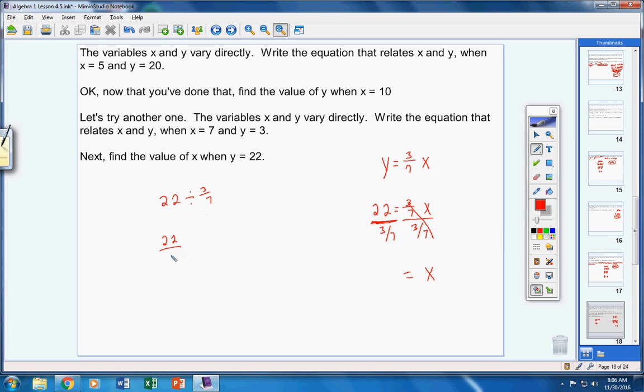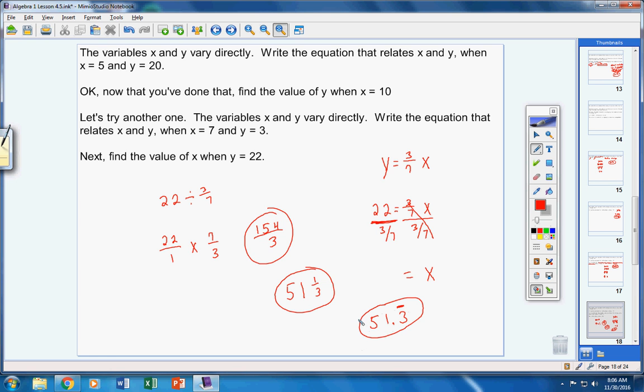Put your whole number over what? 1. Change the division to multiplication. Flip your fraction. And you'll get 154 over 3. So there's your answer. When y equals 22, x equals 154 over 3. Now, if you want to write that as a mixed number, that's fine. This is fine for an answer, or you can put 51 1/3. I have no problem with that. Or 51.3 repeating, I have no problem with that. Okay? Any of those answers are fine.